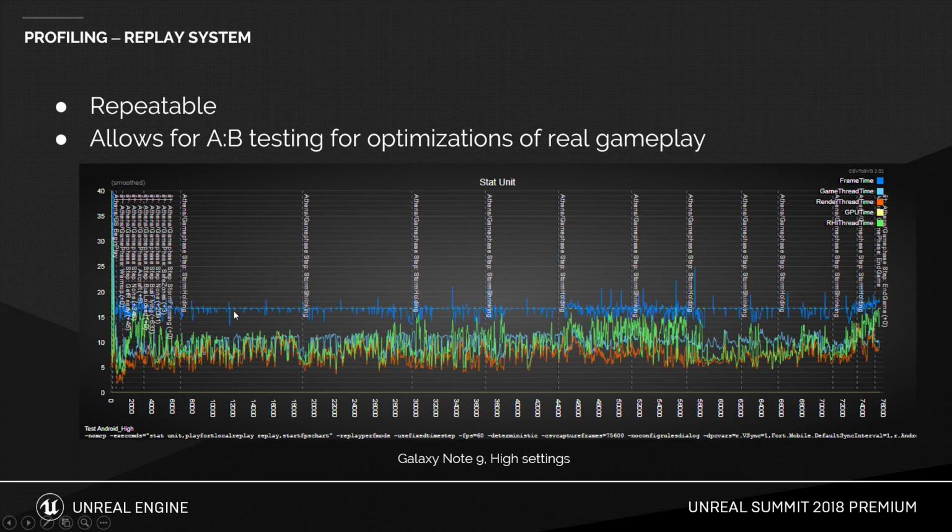And so this blue line here is representing 60 frames per second. If we had a solid blue line there, that would be the ideal situation.